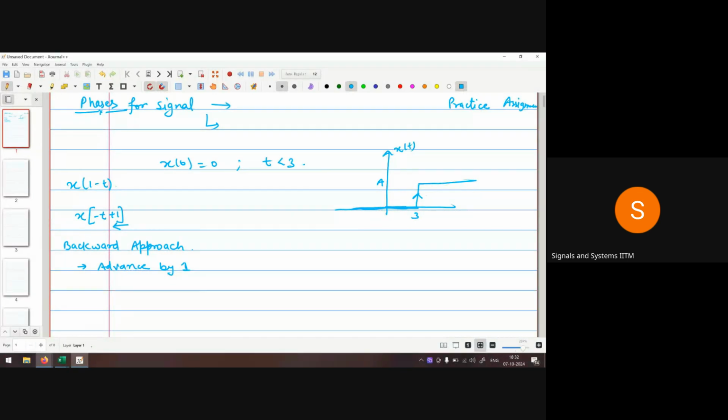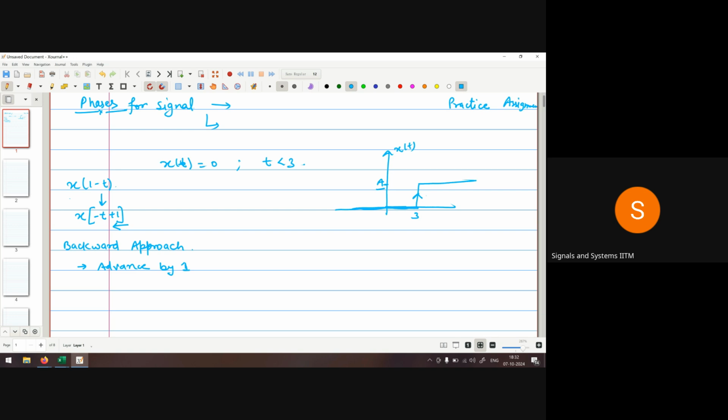So x(t) value is 0 for t less than 3. That means the x(t) signal will start from 3 and go up to infinity. The magnitude is not defined, so I just consider the magnitude as A. Now I have to calculate the signal starting point. So x of 1 minus t is x of minus t plus 1.